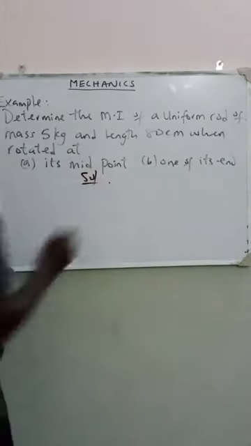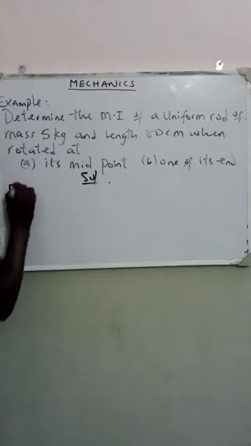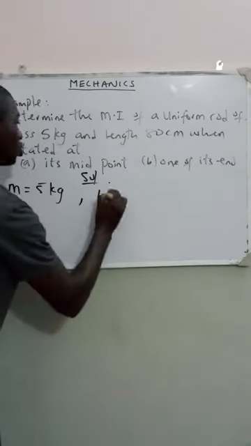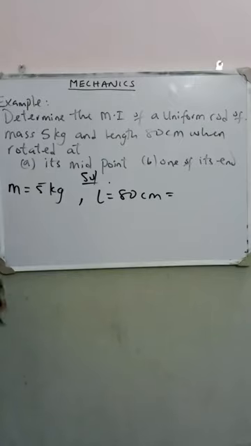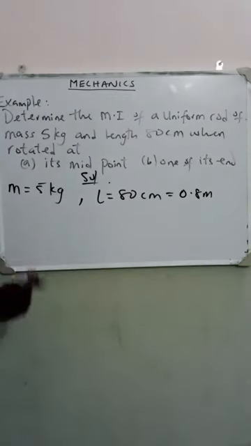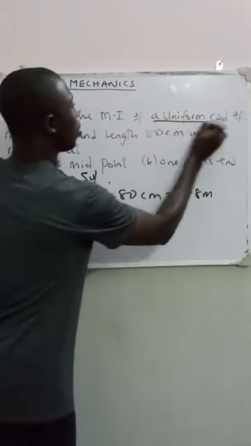Solution. The first thing to do is to write out our parameters. We are given the mass to be 5 kg. We are given the length to be 80 centimeters. To convert to meters, divide 80 by 100, which gives 0.8 meters. So we are given the mass and the length. I want to find the moment of inertia for the first case, when it is rotated at the midpoint, for a uniform rod.